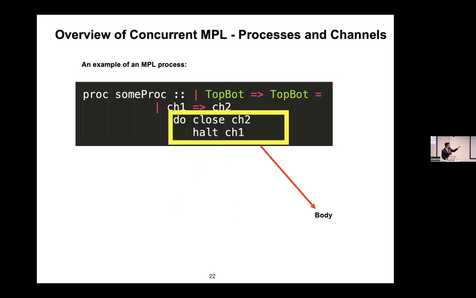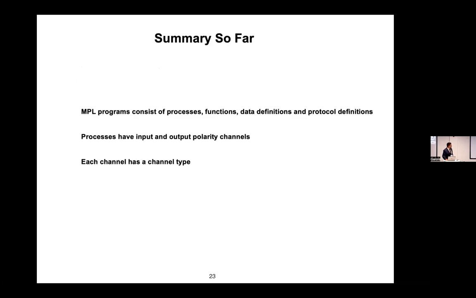So do allows us to group together the body for the sum proc process. So what have we seen so far? An MPL program consists of processes, functions, data definitions, codata definitions, protocol and co-protocol definitions. Processes have input and output polarity channels. Every channel has a channel type, and using base channel types, we can define complex interactions happening on a channel called protocols and co-protocols.